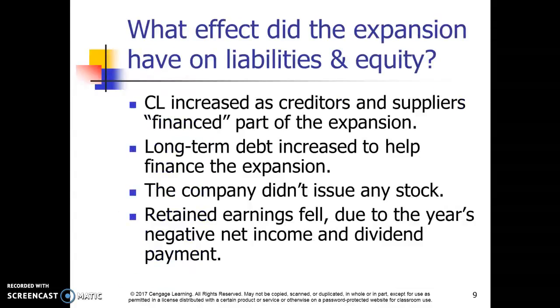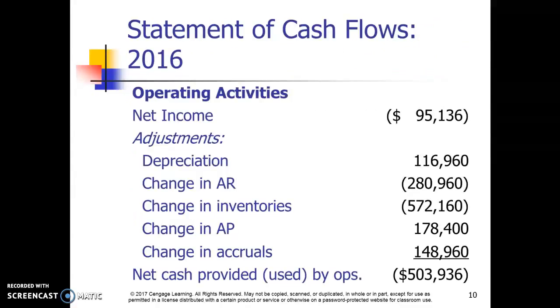So what effect did this have? Current liabilities increased as creditors and suppliers financed part of the expansion. Long-term debt increased to help finance this expansion. The company didn't issue any stock, and retained earnings fell due to the negative income. We could see all of that. The big thing is they used debt to finance their sales expansion, thus driving up their cost.